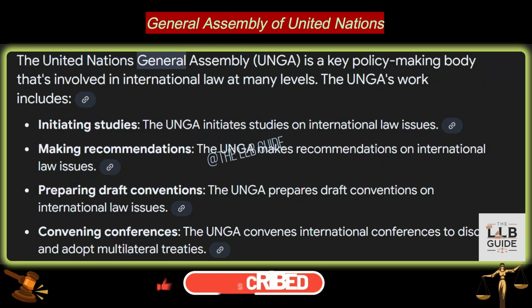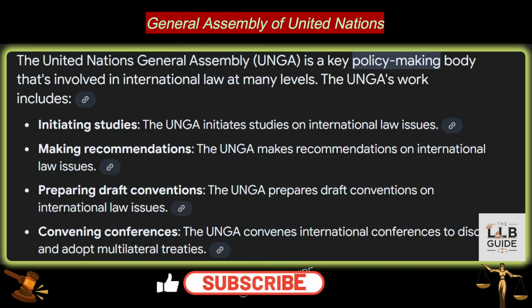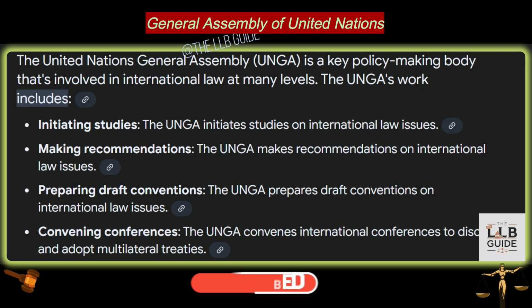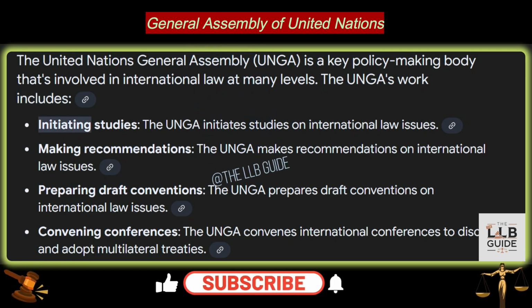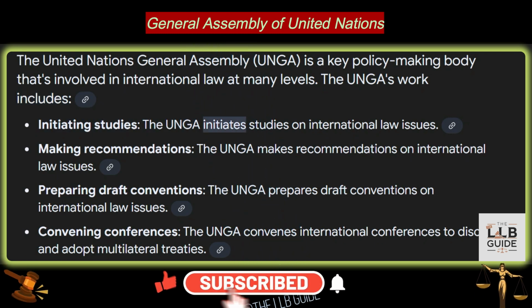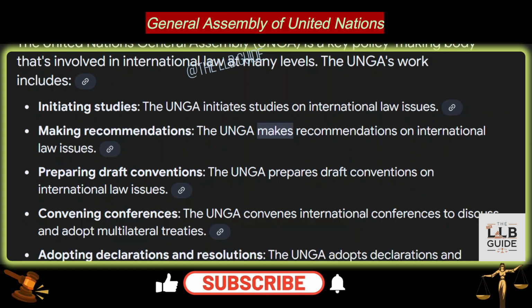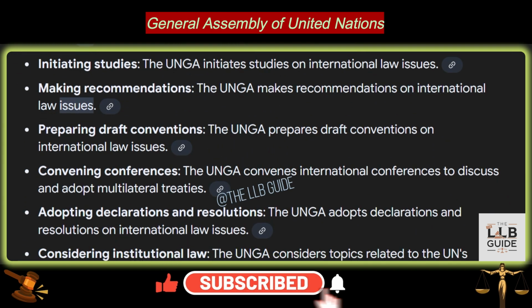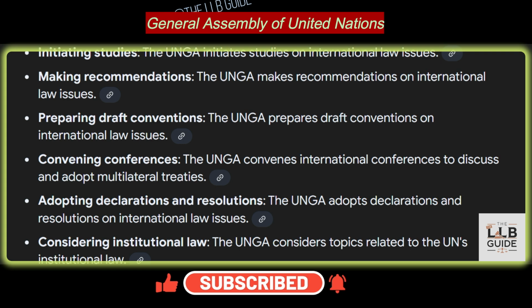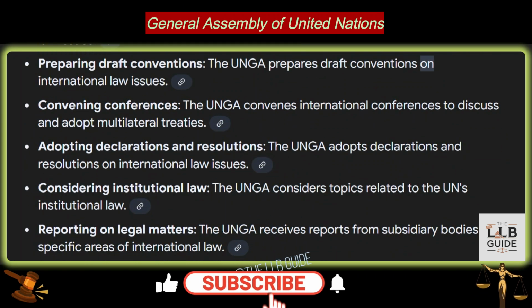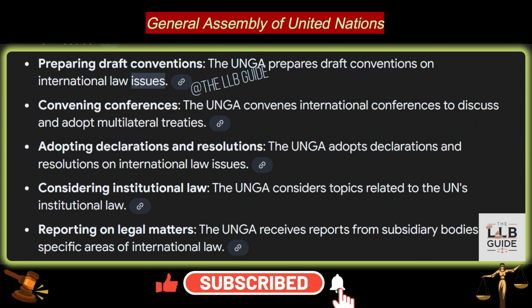The United Nations General Assembly, UNGA, is a key policy-making body that's involved in international law at many levels. The UNGA's work includes: 1. Initiating studies. The UNGA initiates studies on international law issues. 2. Making recommendations. The UNGA makes recommendations on international law issues. 3. Preparing draft conventions. The UNGA prepares draft conventions on international law issues.